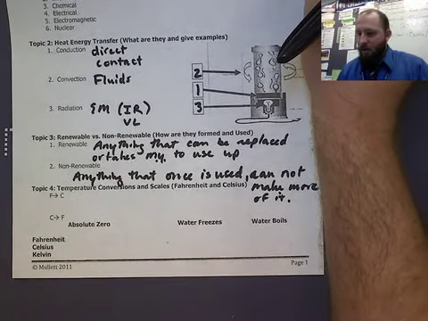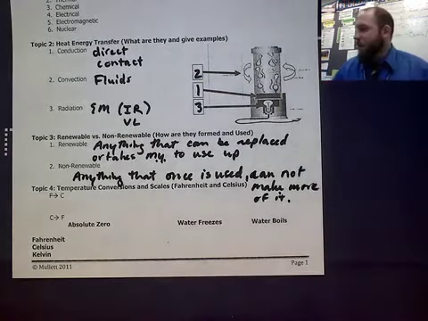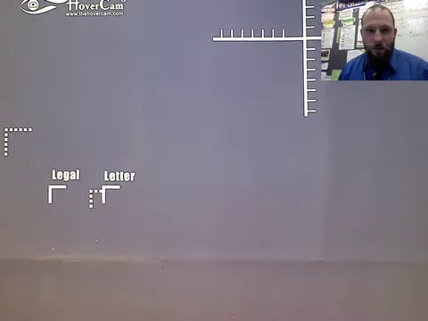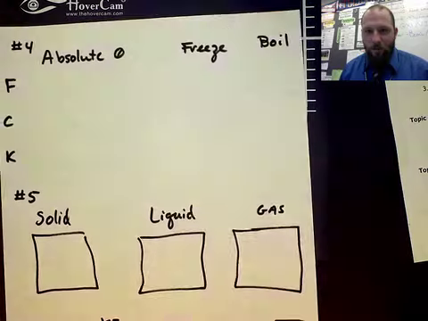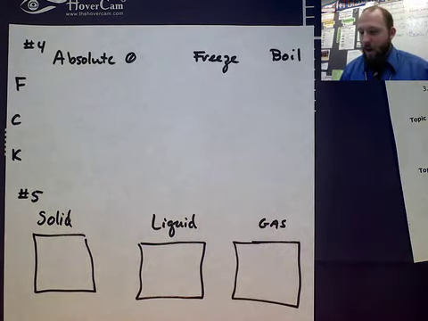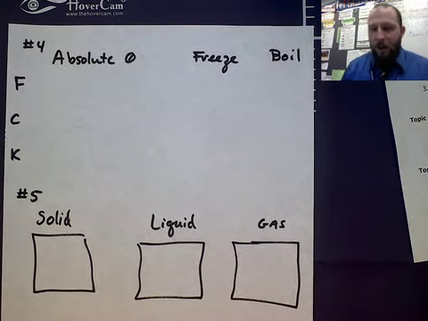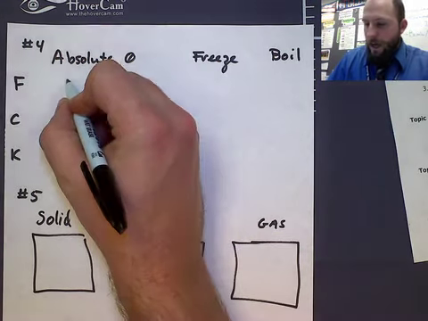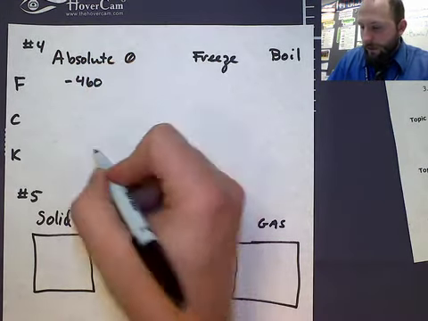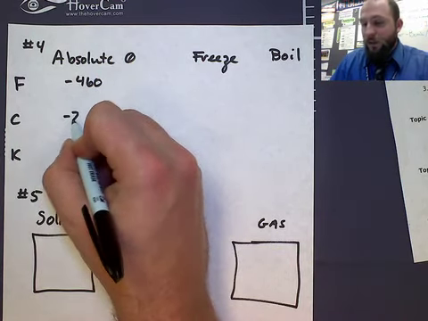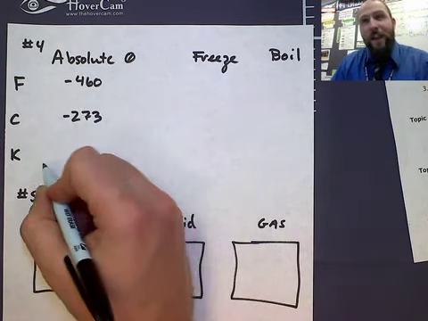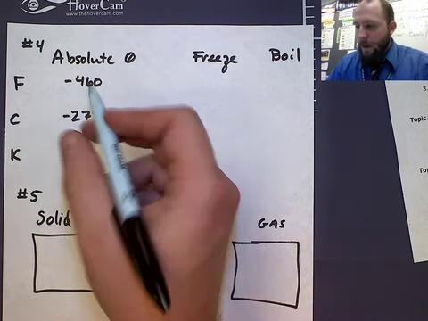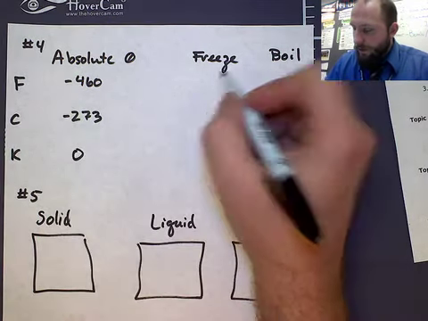Alright, so, looking down here, topic 4, temperature conversions and scales. Let's bring a paper up for you on that. Alrighty, so, you have 3 main categories: Fahrenheit, Celsius, and Kelvin. Absolute 0 for Fahrenheit, negative 460. Absolute 0 for Celsius, negative 273. Absolute 0 for Kelvin. And remember, the Kelvin scale was actually created to support the idea of absolute 0, so it's going to be 0.